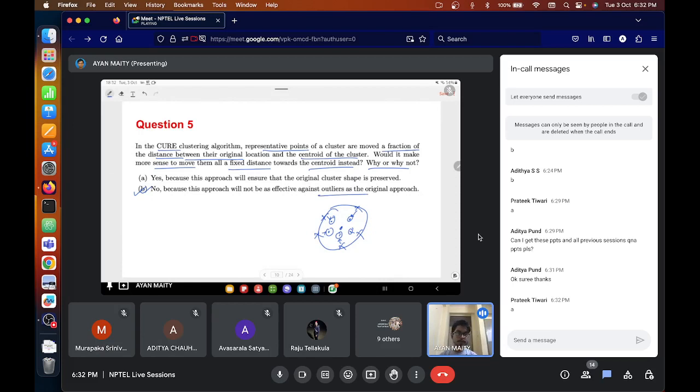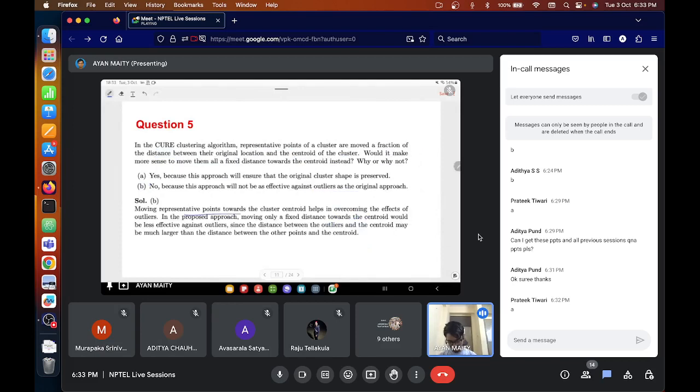For the outliers, the distance from the centroid to the outliers is much more than the distance from the non-outlier points, and so in that case we want the distance to be shrunk more for the points which are farther apart from the centroid. Moving them a fixed distance would not be very effective in case of outliers. Moving representative points towards cluster centroids helps in overcoming the effects of the outliers.